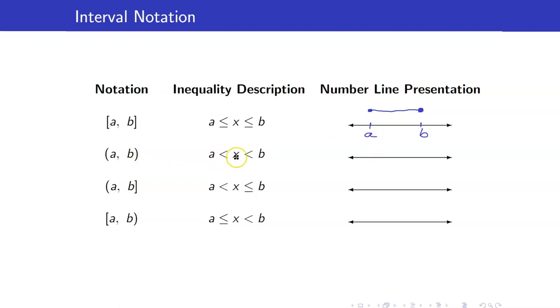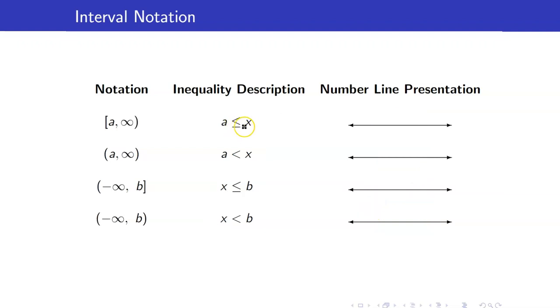However, if x is strictly greater than a and strictly less than b, we have this one. There's a hole to indicate that a and b are not included. Here you have a is not included, so you have a hole there, but b is included. In this case, a is included, but b is not included.